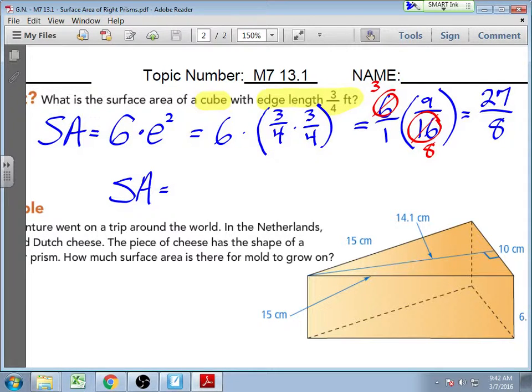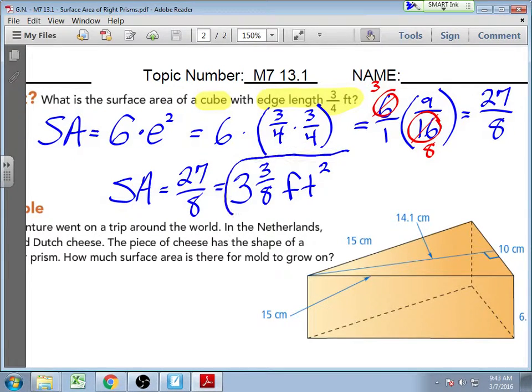I'll take the 27. Hey, hold up. 27 over 8. We can simplify this. 3 and 3/8 left over. Because think about it, 8 times 3 is 24. So then I have 3 left over. So then I can make this feet squared. That's it. That's all the math you have to do. That's why I said put down the calculators. This is all basic math. Like for cubes. It gets harder with prisms, but cubes are pretty basic math.